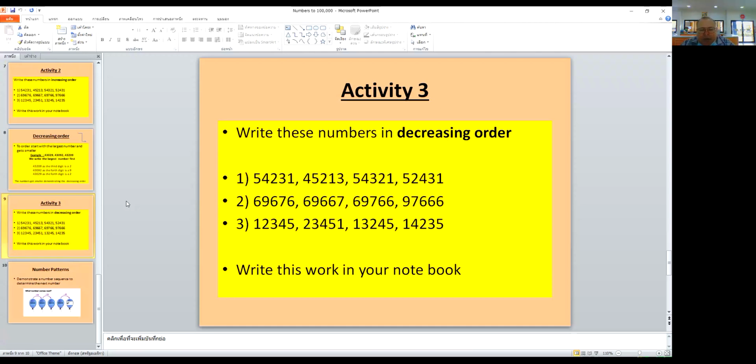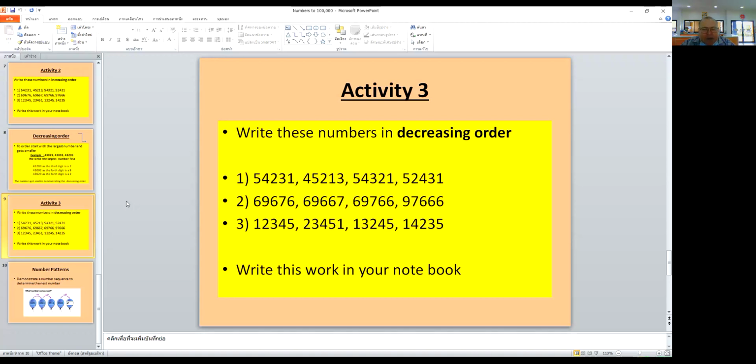Our second set was 69,676. Second number, 69,667. Third number, 69,766. And our fourth number, 97,666. So from the biggest number to the smallest number.